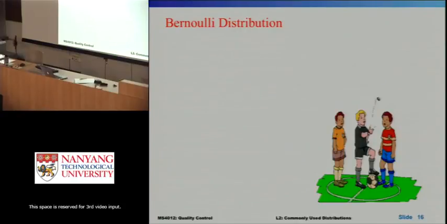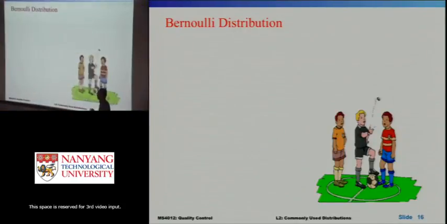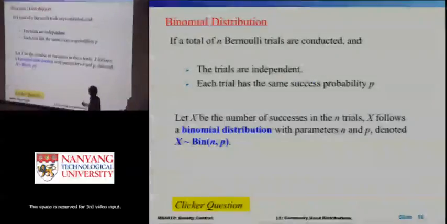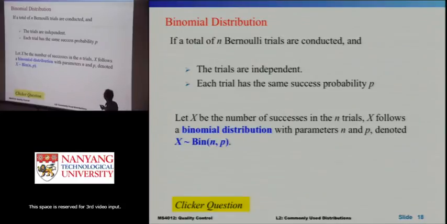So for the binomial distribution, basically, first it should be Bernoulli trial. So we should have n Bernoulli trials. Then for each trial, they are independent. And each trial has the same successful probability.